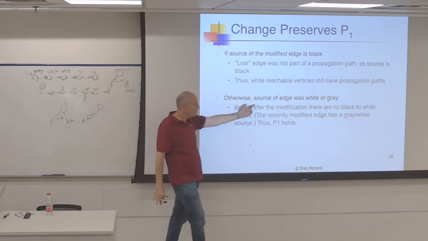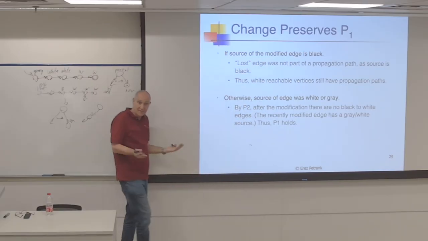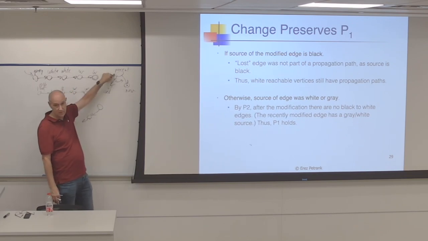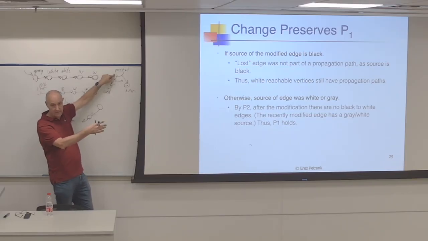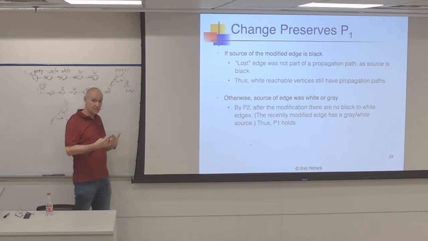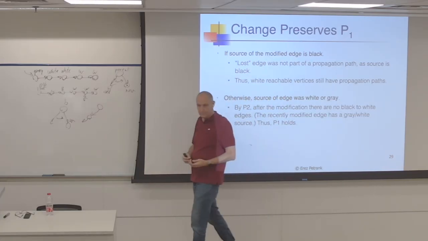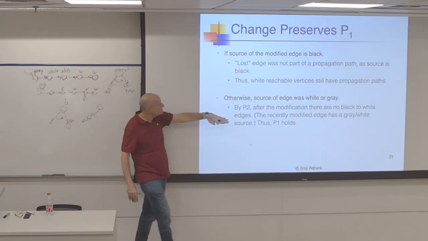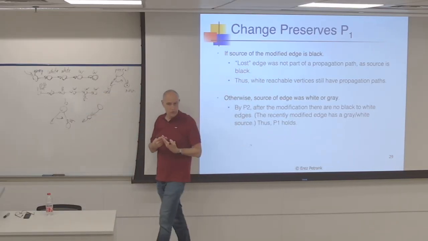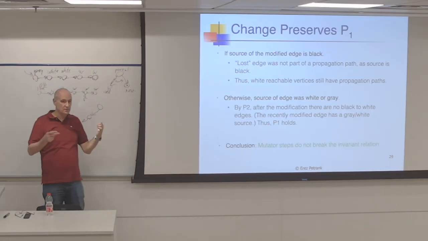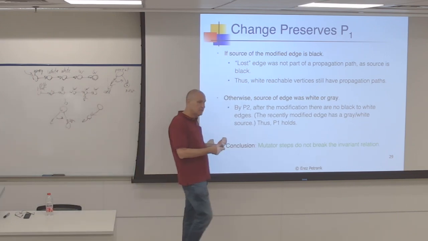Now, if the parent is not black, it's white or gray, then great. After the change, there are no black to white edges because this node is not black. And I'm only allowed to have a black to white edge as my last modification, my last edge change. So there are no black to white edges, and we've shown that if that happens, both invariants hold. So we're done with both options, and we know that when the mutator changes an edge, it doesn't foil the invariants; they remain correct.